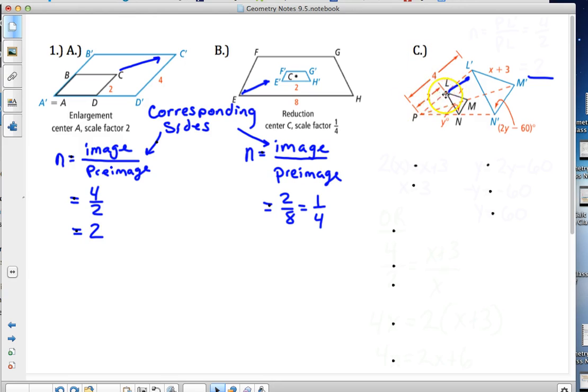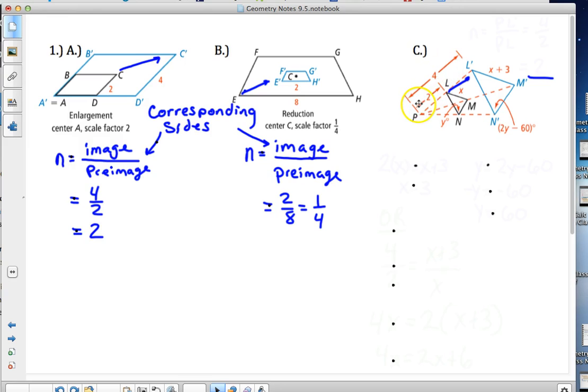Now, I'm looking at this one. It looks kind of confusing, but keep in mind, P is my center of reduction or enlargement, whatever is going on here. So if I go from P to L prime, hey, look, this is L and this is L prime. So this is my pre-image length, and this is my image length. Now keep in mind, sides are variable. They'll change in size.